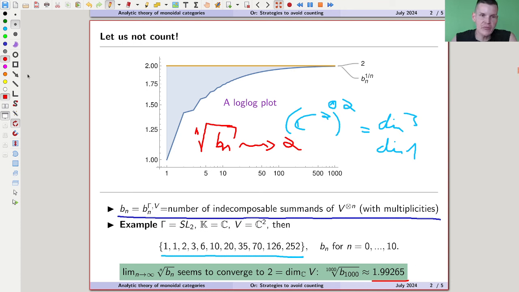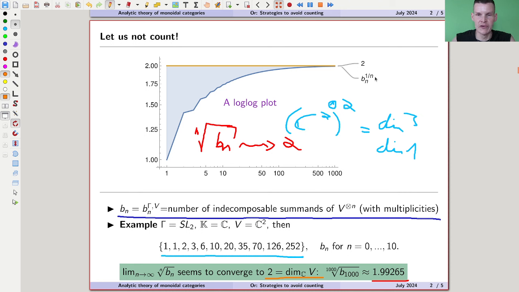Okay, fine. What is 2? Well, 2 is the dimension of my space. Could be a coincidence. Who knows? But that is just what comes out. And here's a log-log plot, by the way. A log-log plot is you also have a log on the x-axis, not just on the y-axis. Convergence rates here are really, really slow.